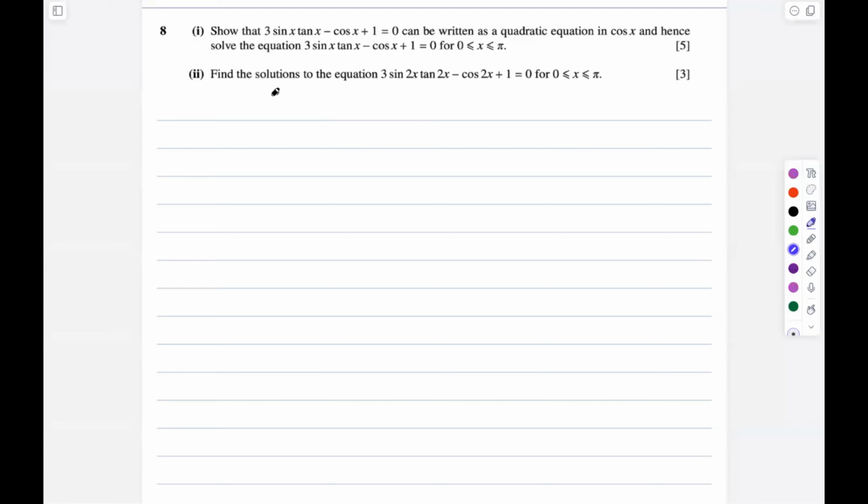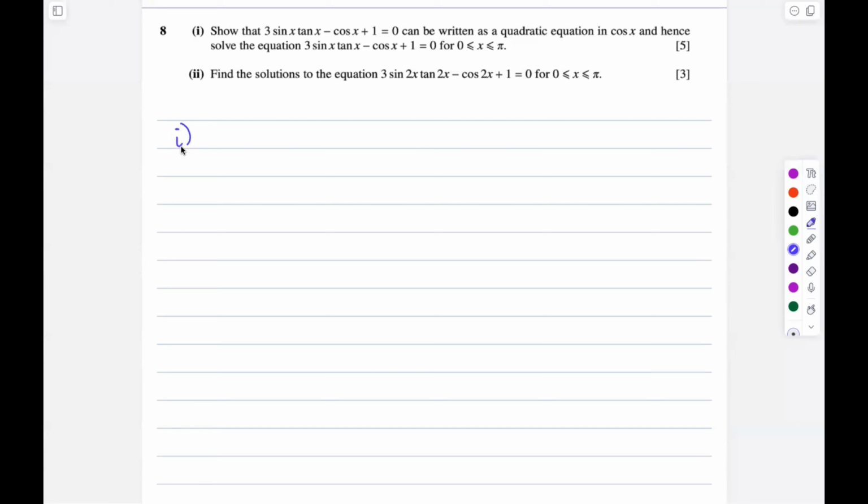In question 8, part 1, we have to show that 3 sin x tan x minus cos x plus 1 equals 0 can be written as a quadratic equation in cos x, and hence we have to solve the equation 3 sin x tan x minus cos x plus 1 equals 0 for x from 0 to pi.